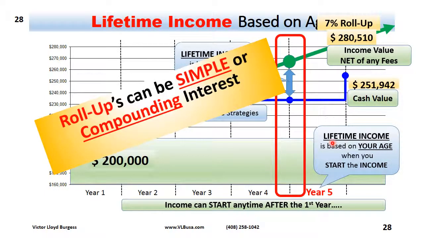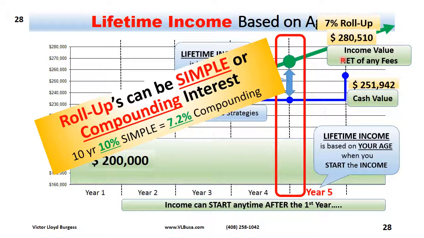Roll-ups can be simple interest or compounding interest. For example, let's say you're in a 10-year contract, or you have a 10-year roll-up period in a 7-year contract. Doesn't matter. A 10% simple interest will double your money in 10 years. That's equivalent to a 7.2% compounding roll-up. Both of these will double your money in 10 years. So one, for example here, $200,000 in, 10 years later, $400,000 in income.